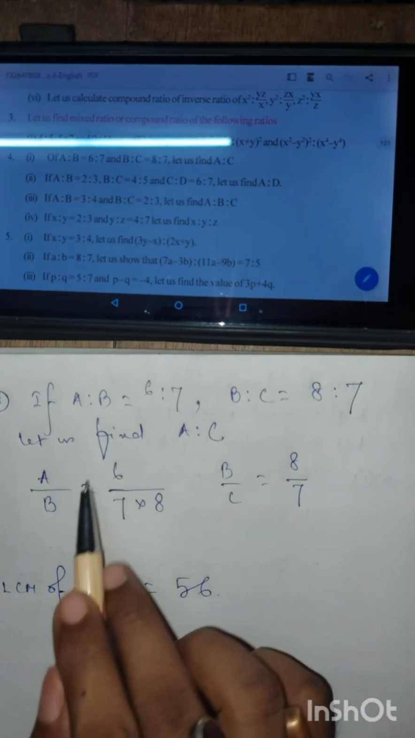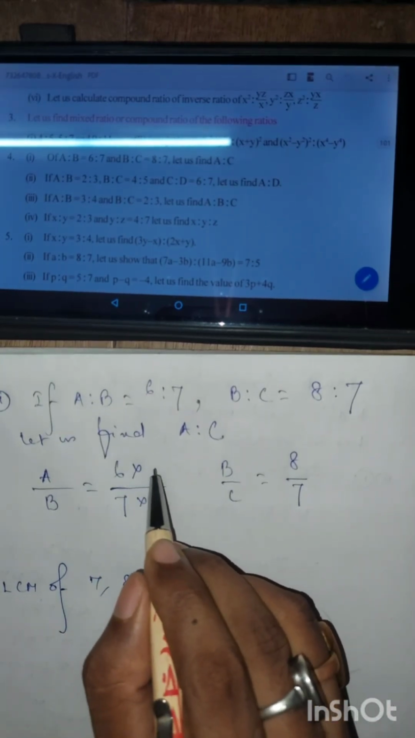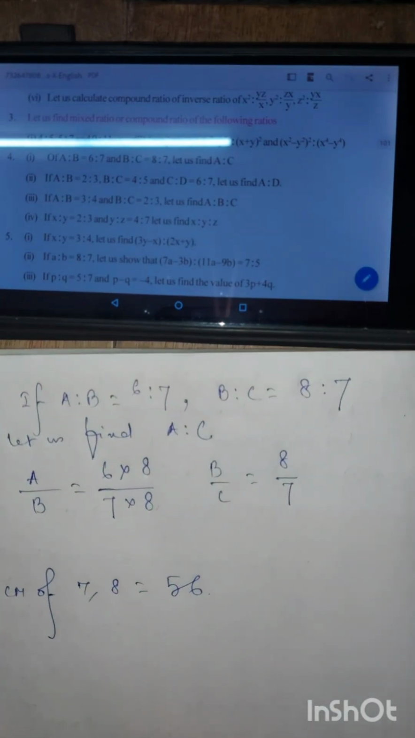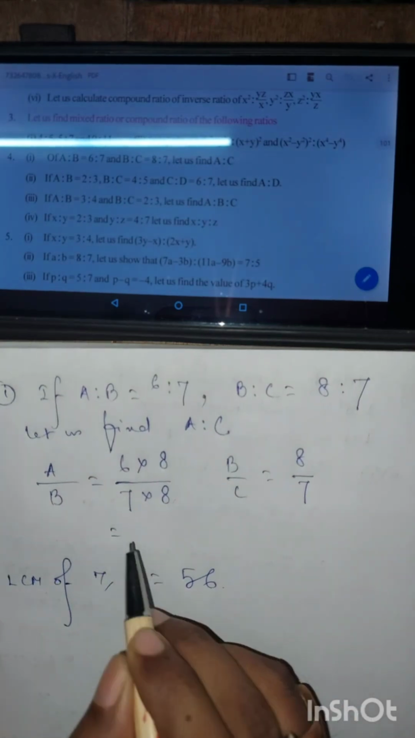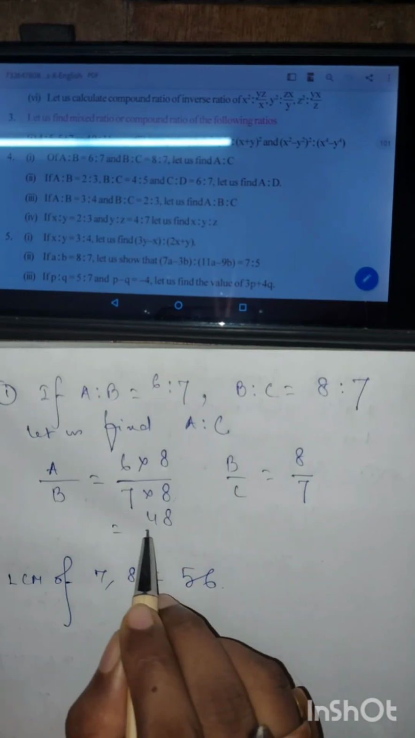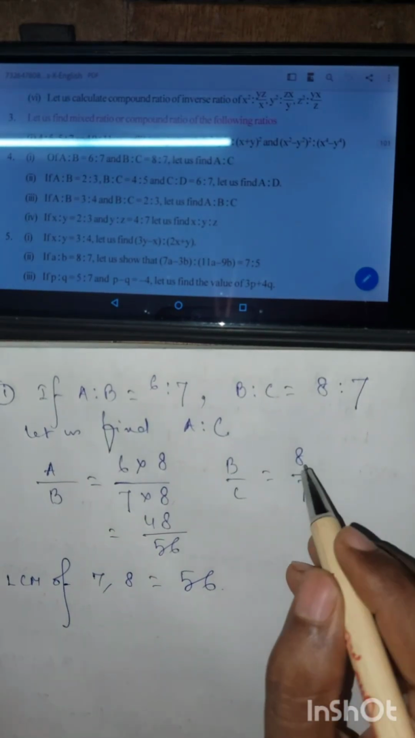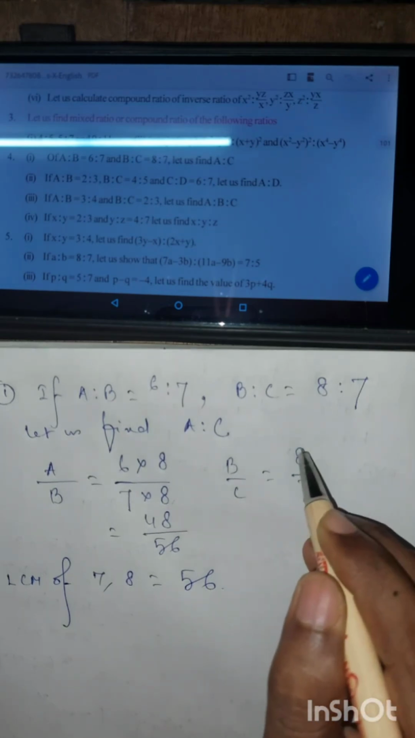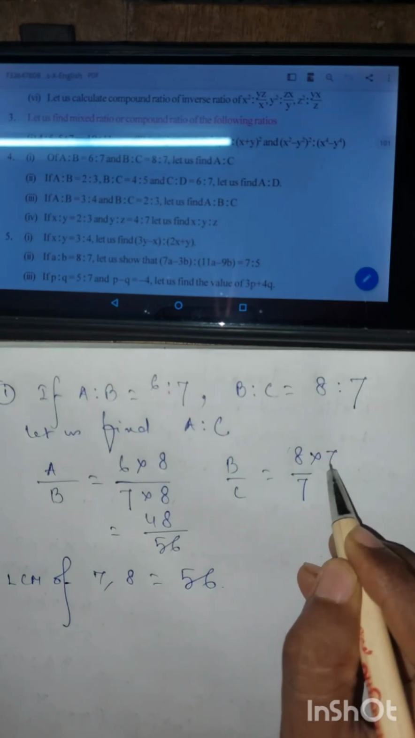But the fraction cannot be changed. That is why we need to balance it by multiplying the numerator also by 8. Now the ratio becomes 48 by 56, and again we need to make it 56. So we need to multiply the numerator by 7.